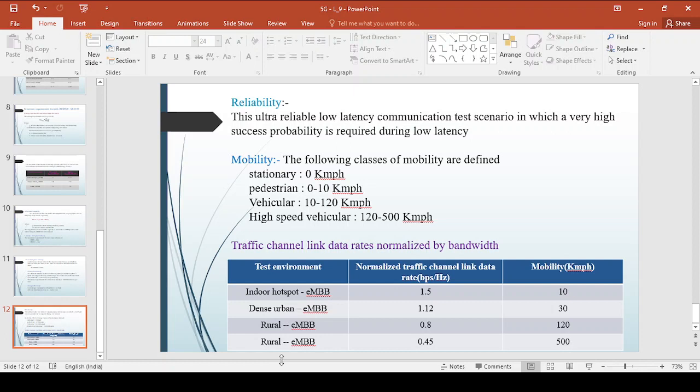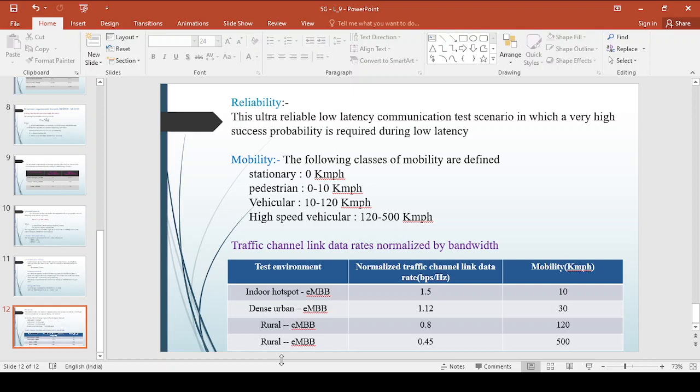These are the minimum requirements towards IMT 2020, nothing but your fifth generation system. We have seen different requirements: user experience data rate, peak spectral efficiency, different mobilities under different test environments, and average spectral efficiency. All these are the minimum requirements towards IMT 2020 or the fifth generation system, and all these values are collected from the ITU recommendation.